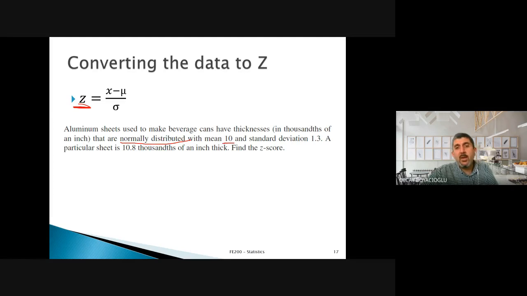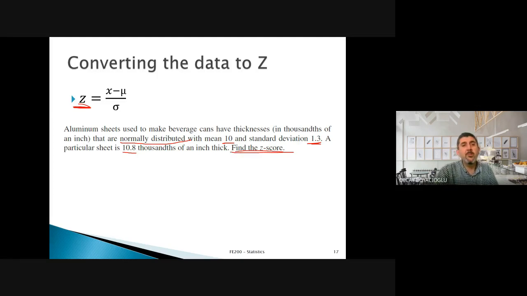with a mean of 10 and a standard deviation of 1.3, okay? So what is the unit? The unit is thousandths of an inch. So the average thickness is 10 thousandths of an inch, with a standard deviation of 1.3 thousandths of an inch. Okay? This is what you understand here. A particular sheet is 10.8 thousandths of an inch thick. Okay? A particular sheet. Find the z-score for that particular sheet.